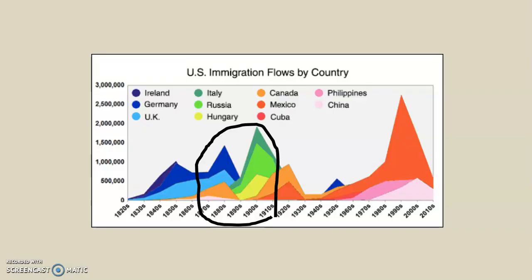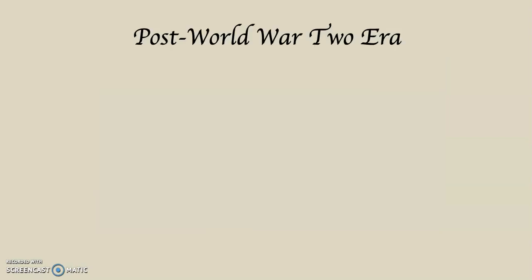Now look at this flow. You can see that when we move into that mid-century, early 20th century time frame, what do we have? A shift over to Italy, Russia, Hungary, even Canada. And if you look down there at the bottom, there's the Chinese.